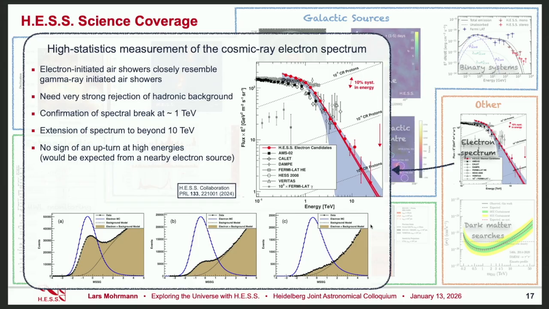So we were able to do this measurement of the electron spectrum, and you can see that it extends now much further than what you can measure with direct satellite experiments. So we're able to probe an energy range here where experiments like AMS or CALET just run out of statistics. So that's very nice. We were able to confirm this break at around the TeV here. Also another interesting thing is that we don't see any upturn of the spectrum at high energies, which is something that you might expect if you have some local nearby source of electrons and positrons.